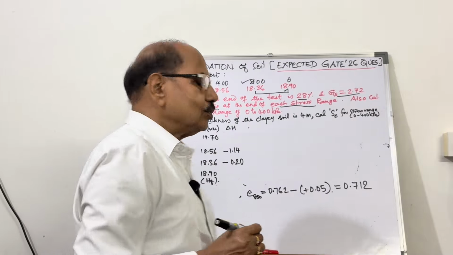So let's calculate the value of delta E. Because it is the change in void ratio method, what you know is EF. So friends, you know that delta E can be calculated. So delta E is going to be plus 0.